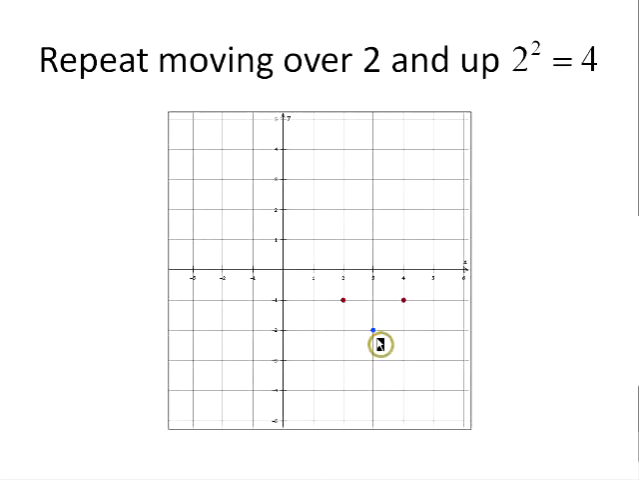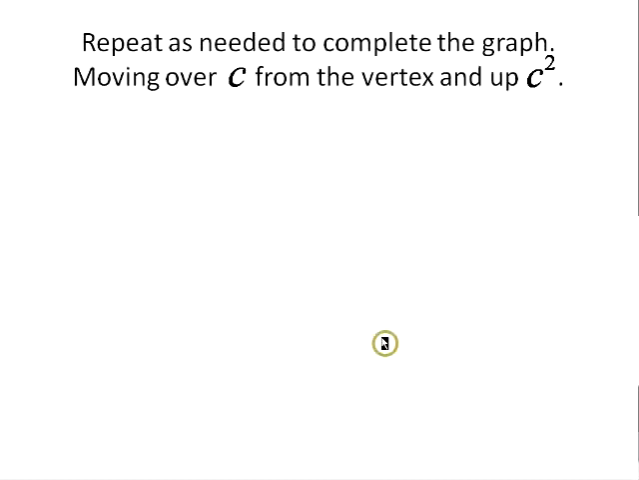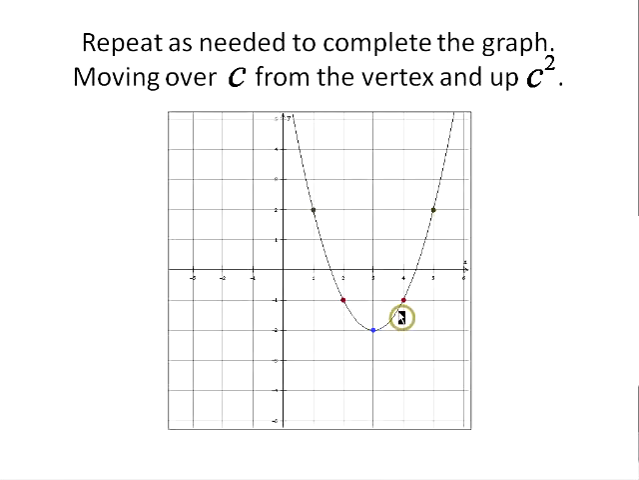If we move over 2, we're going to have to move up 2 squared, or 4. So moving over 2, we're going to go up 2 squared, or 4. We could move to the left 2 and again move up 2 squared, in other words 4. This gives us 2 more points. We could repeat this pattern, and you're going to move over C from the vertex and up C squared. Here we see the graph of the parabola that we would like to have.